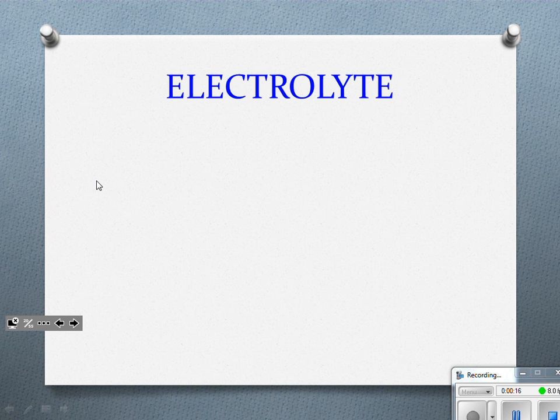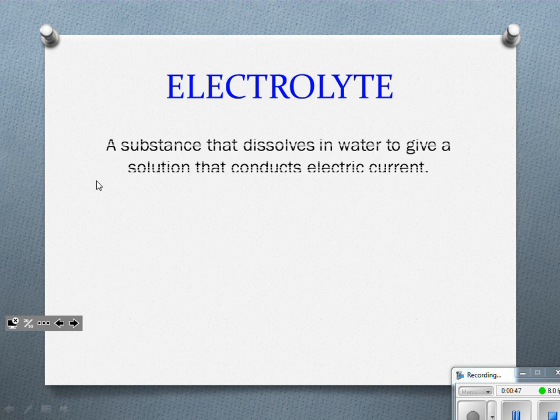An electrolyte, ladies and gentlemen. We talked about the different types of solutions yesterday. A solid dissolved in a solid, a liquid dissolved in a solid, for instance. We didn't get a chance to talk about an electrolyte.